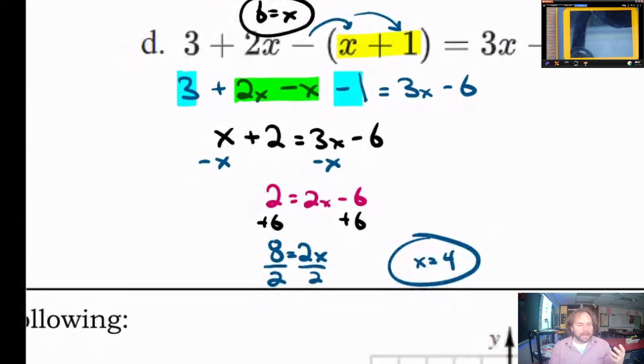So take your time with these. Remember all those things we've done. It's been a while, but remember, that's a simple process if you just take your time with it.